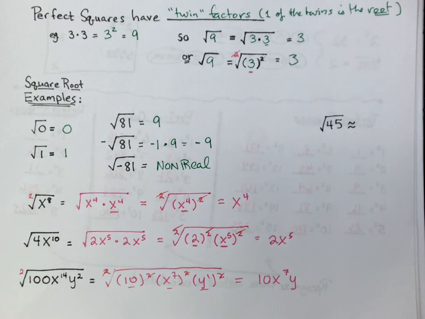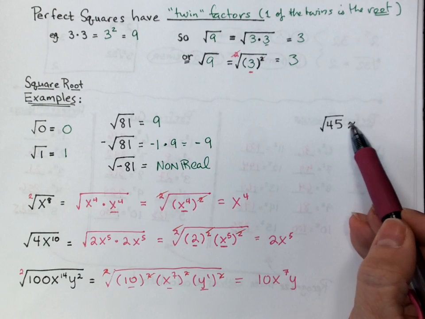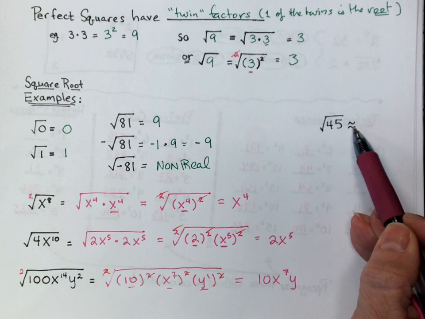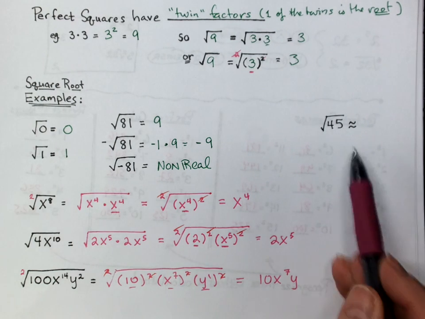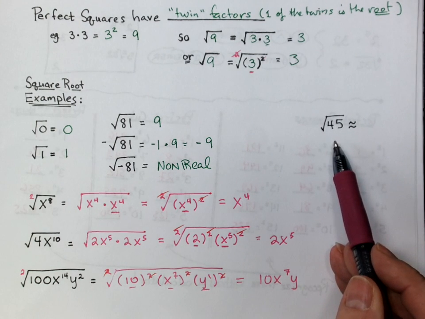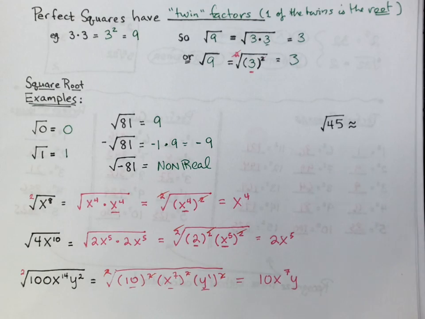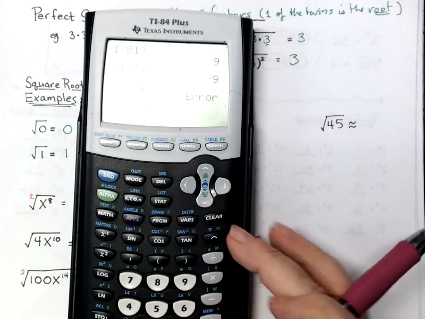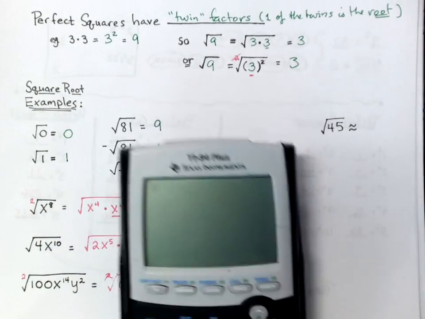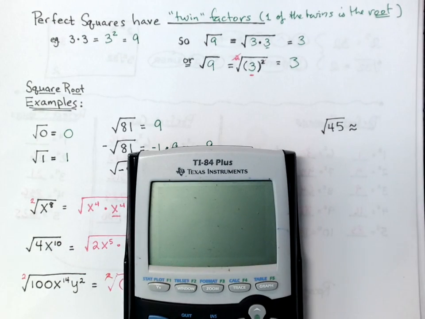Okay. Now, this right here does not say equal. That means approximate. Okay. 45, is it a perfect square? No. 45, if you square root 45, and just as a note, if you ever need to get back to your home screen, if you're trapped, just do second quit right there, it always gets you back to your home screen. So if I put in square root of 45, I'm going to get a decimal answer.